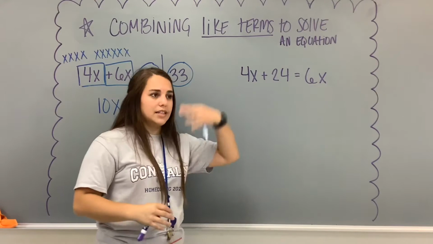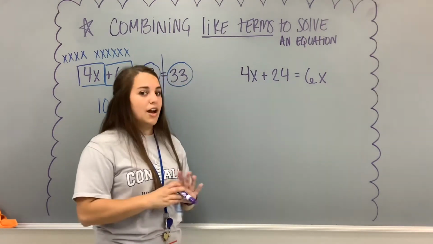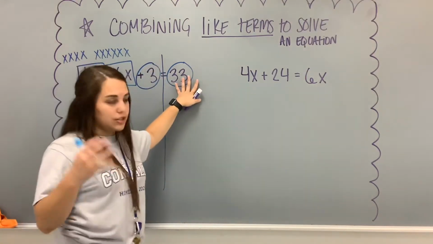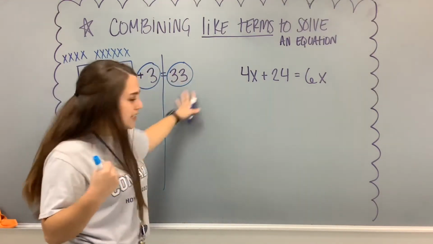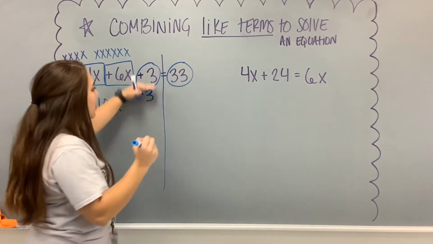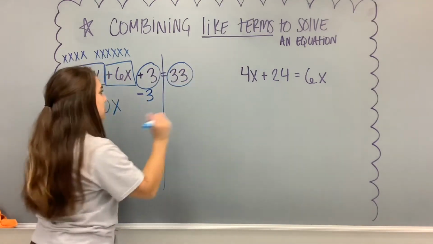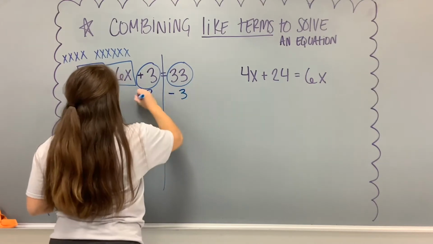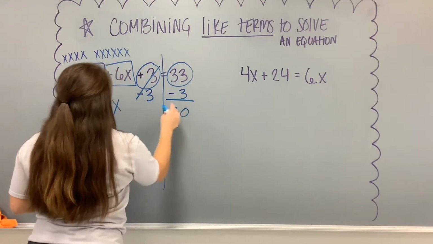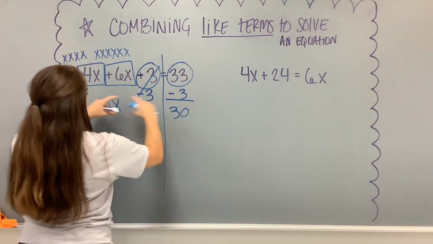Inverse property tells us to do the opposite of whatever we're working with. So if I wanted this 3 to go sit with this 33 on this side of the equation, I am going to do the inverse property by subtracting 3 from both sides. Remember, whatever you do to one side, you have to do to the other. So that cancels out here, and I now have 30.